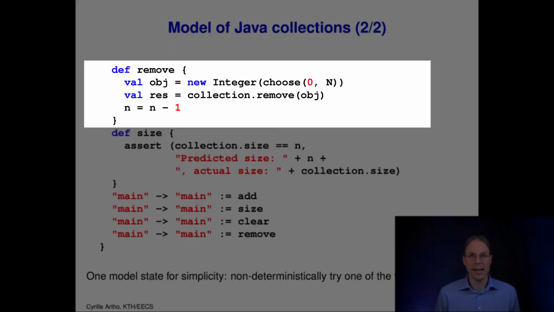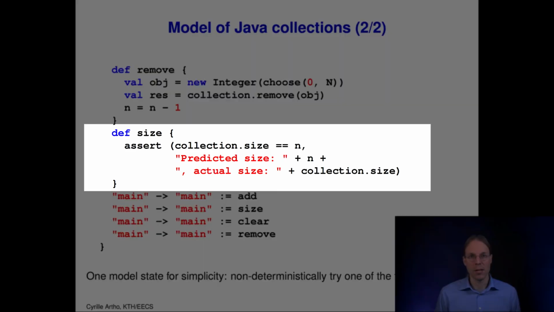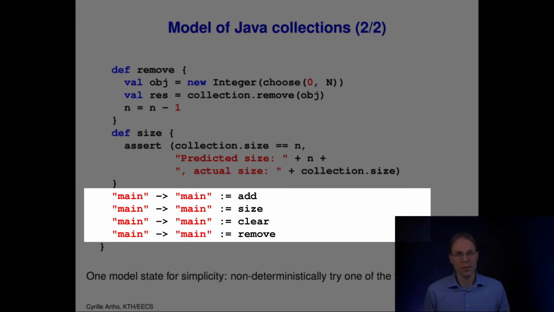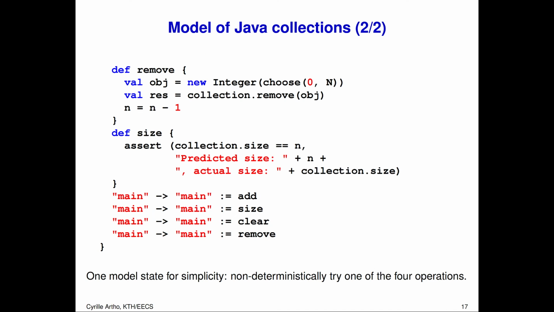On the next slide, we see how we define a remove operation. We choose again an element at random, and we expect the size of the list to go down by 1. And finally, we have an operation that checks if the size in the model corresponds to the actual size of the list. In this case, we don't need any more detailed state, but we choose just one of these 4 operations at random, step by step, and then build up complex test cases through a sequence of these steps.